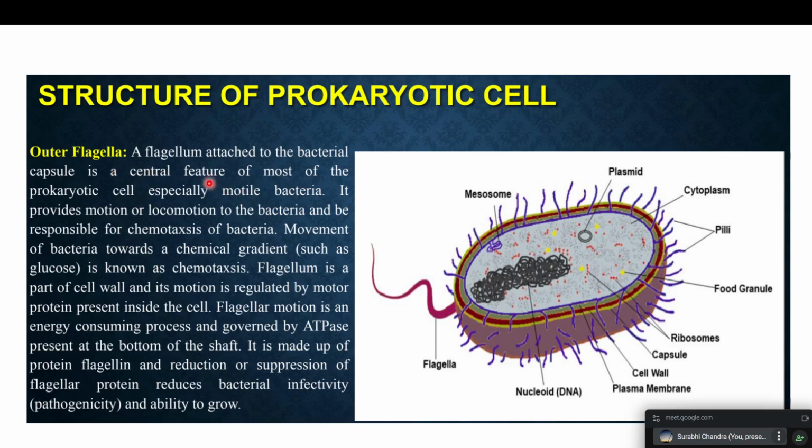If we start from the outermost part, it is the flagella, this part here. A flagellum is attached to the bacterial capsule, which is a central feature of most prokaryotic cells, especially those bacteria which are motile or can move through certain media. It provides motion or locomotion to the bacteria and is responsible for chemotaxis of bacterial cells. Chemotaxis means their movement in response to some kind of chemicals in their environment. Movement of bacteria towards a chemical gradient such as glucose is known as chemotaxis.